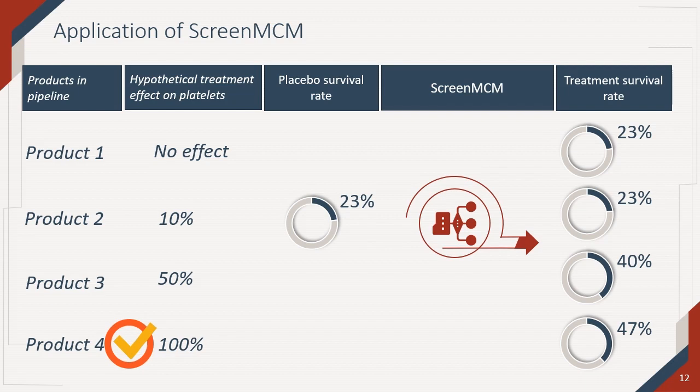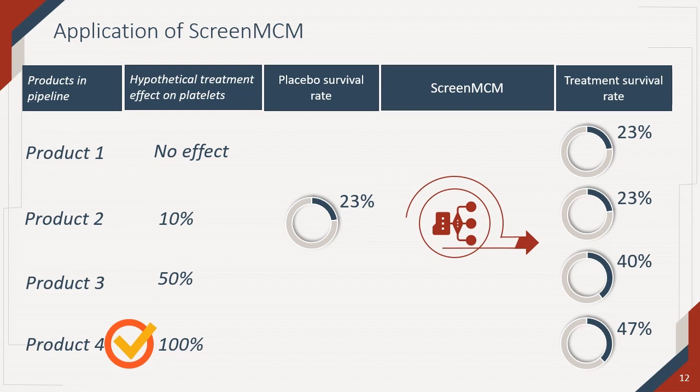The application here is a very simplistic case. ScreenMCM can help with answering any sort of combination. For example, product 1 might improve platelets and neutrophils. Product 2 might improve neutrophils and red blood cells. Product 3 might improve only platelets. We can translate all of this information into expected survival rate for each product. This property of the tool can potentially help tailor products in development.